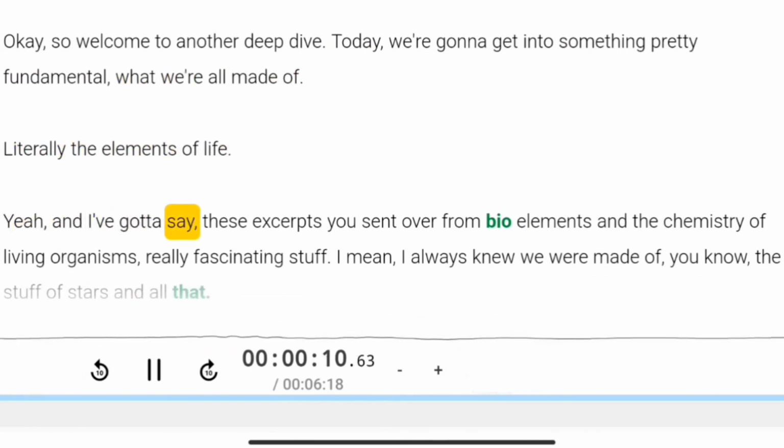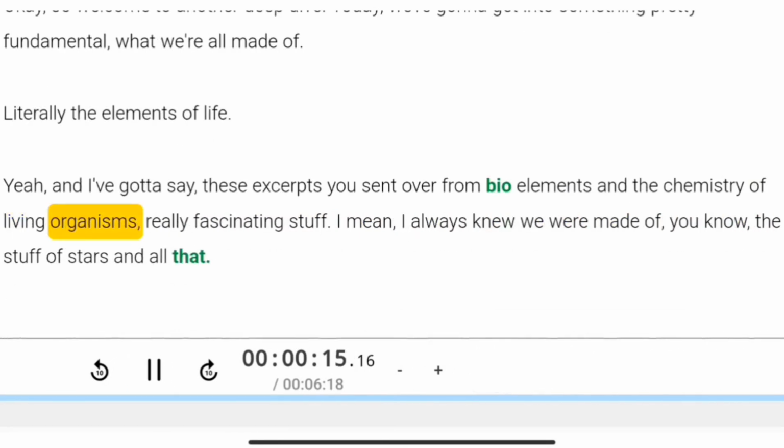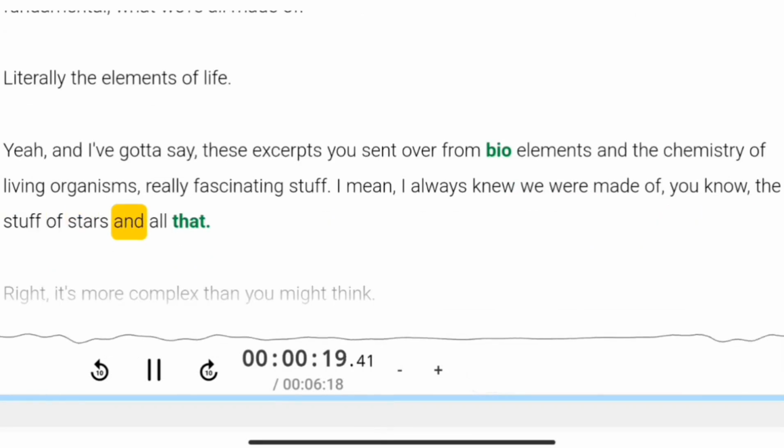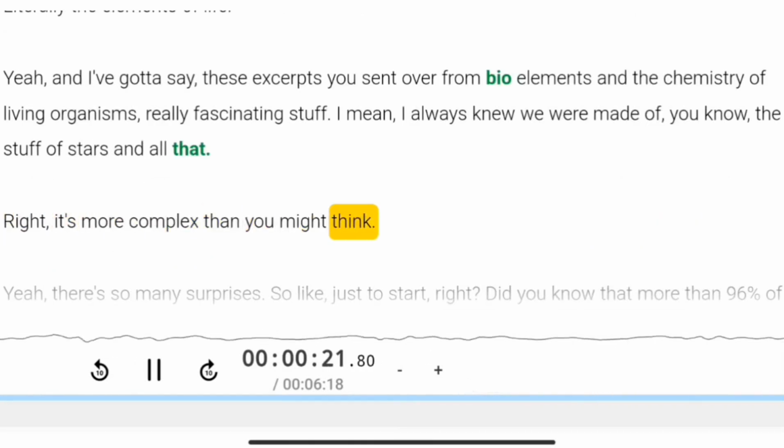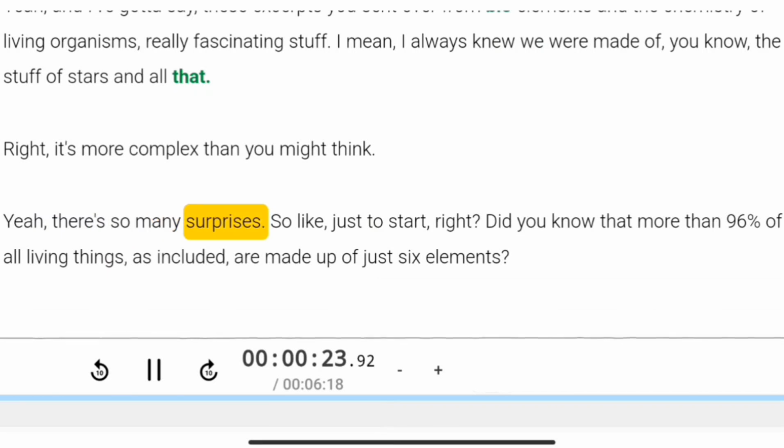Yeah, and I've got to say, these excerpts you sent over from Bioelements and the Chemistry of Living Organisms were really fascinating stuff. I mean, I always knew we were made of the stuff of stars and all, but... Right, it's more complex than you might think. Yeah, there are so many surprises. So, just to start, right?